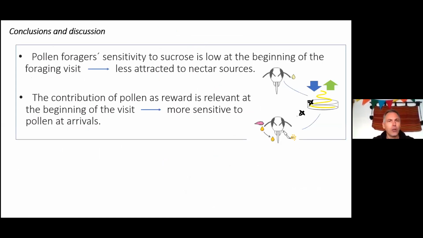So, as a conclusion for this first part of the talk, we obtained that pollen forager sensitivity to sucrose is lower at the beginning than at the end of the foraging bout, and this might imply that the bees are less attracted to nectar sources at the beginning.